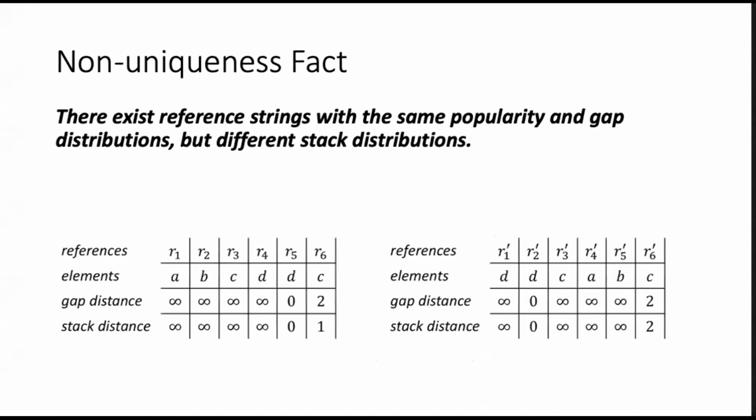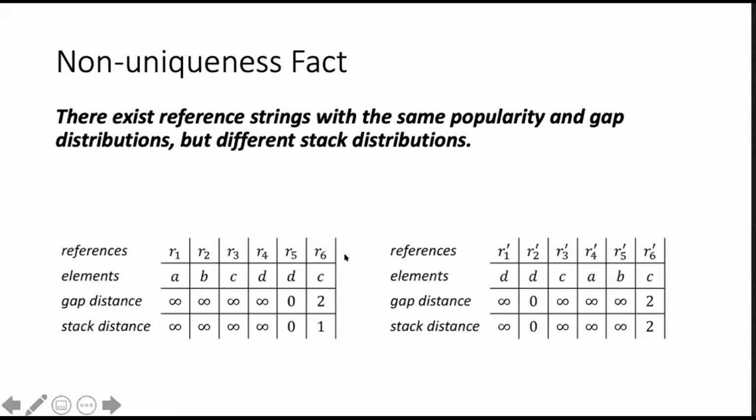However, bear in mind that it's possible to have two references which have the same gap distance and the same popularity, but different step distances. Here, the two references below give us an example where two references have the same popularity and gap distribution, but different step distance distributions.